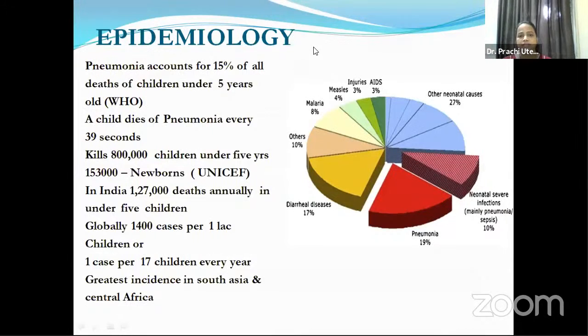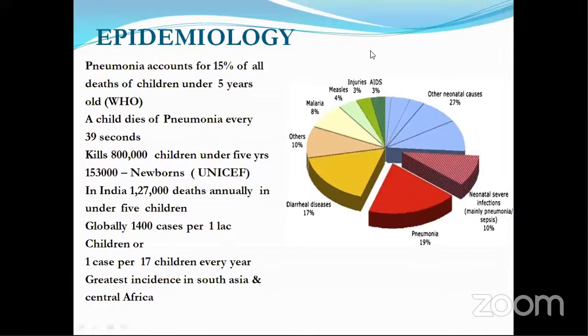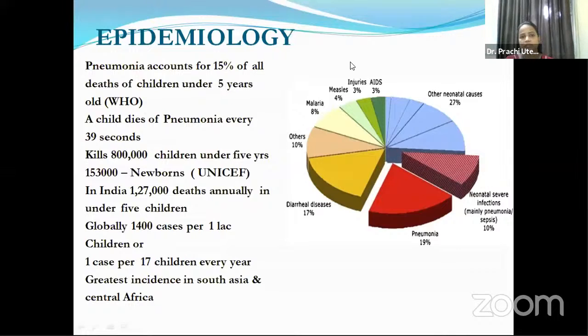If you see the different diseases in children in the diagram, mostly respiratory and GI infections are predominantly seen. Along with this, malaria, measles, eruptive fevers, and other infections are commonly seen in children. But pneumonia comprises 19%. As for the death rate, 15% of all deaths of children under 5 years are because of pneumonia. This is recent data by WHO and UNICEF, which mention that a child dies of pneumonia every 39 seconds. This is the magnitude of the problem.